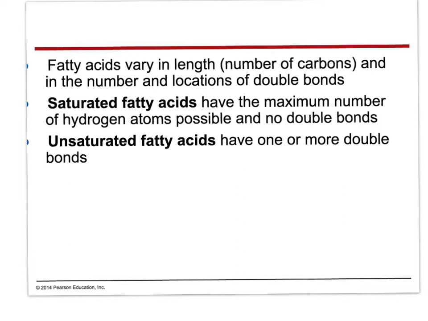So it says here, in saturated fats the maximum number of hydrogen atoms are present and there are no double bonds, and unsaturated fats have one or more double bonds, and therefore they do not have the maximum number of hydrogens present in the fatty acid chain. Questions on saturated fatty acids? All right? So saturated fats are glycerol molecules that are linked to saturated fatty acids.